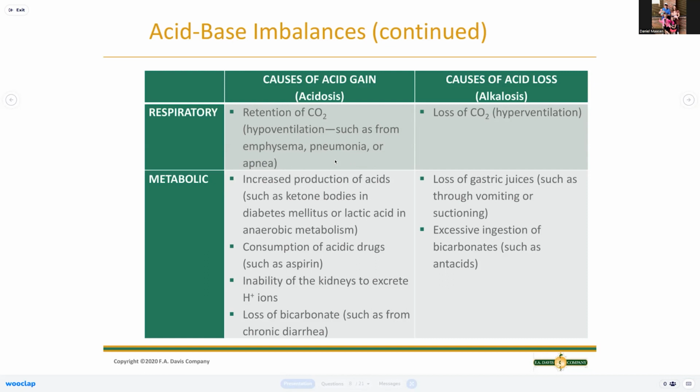Right? I'm sleeping, or I'm not breathing while I sleep, and I should be wearing CPAP, that kind of thing. I'm going to have more CO2, so that causes an acidotic state, because the CO2 and hydrogen ions like each other. Loss of CO2, hyperventilation, means breathing too fast, not having CO2 at all.